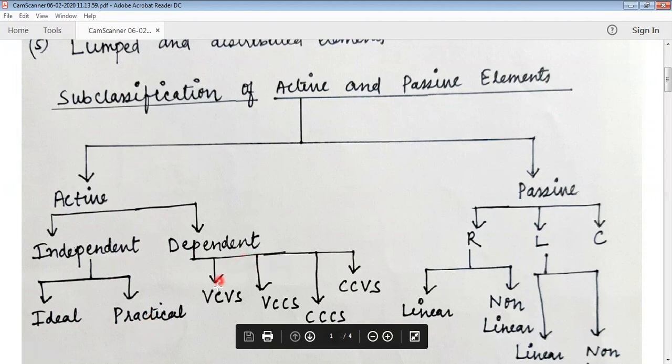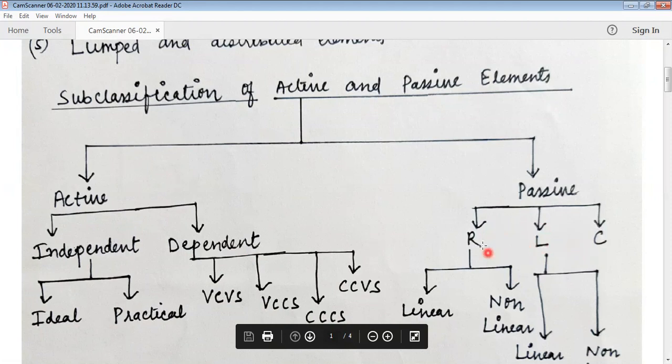And dependent elements are classified as voltage controlled voltage source or voltage dependent voltage source, voltage controlled current source or voltage dependent current source, current controlled current source or current dependent current source, current controlled voltage source or current dependent voltage source. So these are your active elements. Now next are your passive elements. Passive elements are three elements: resistance, inductance and capacitance.